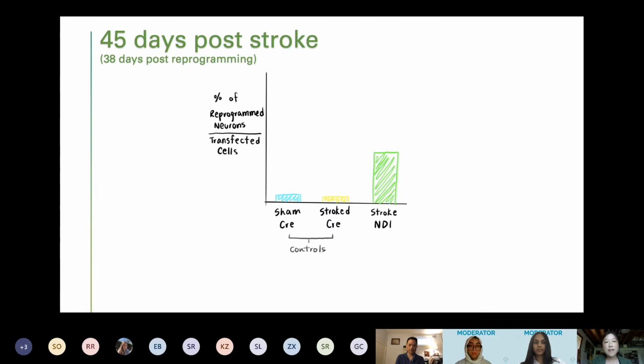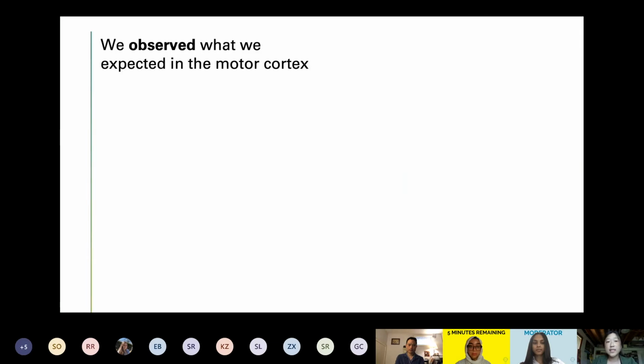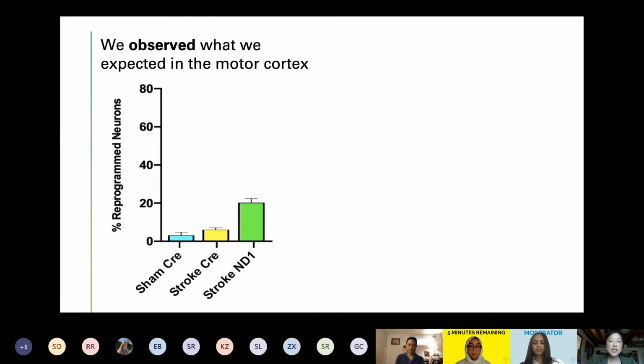So on the y-axis, we have the percent of reprogrammed neurons over total transfected cells. And we're expecting the control groups to have lower reprogramming efficiencies, just because, remember, we aren't giving them any NeuroD1, so there's no reason why we should see astrocytes turning into neurons. Then we expect a higher efficiency in the actual experimental group. We actually did this experiment in the motor cortex, remember, and we did observe what we expected. As you can see, the two control groups are at like 3%, 6% efficiencies, very low. And then in the actual experimental group, we're seeing like 20%, which is significantly higher.